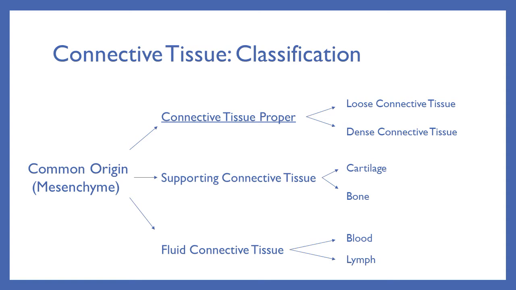From the common origin, we see three different broad types of connective tissue. Connective tissue proper, supporting connective tissue, and fluid connective tissue. These are the three main groups. I think on our chart, no, they don't show this grouping. They just show the names over here on the right. Each group has two main categories. We're going to go, each one has its own slide. So we have loose and dense. We have cartilage and bone, and blood and lymph. So let's go meet those.